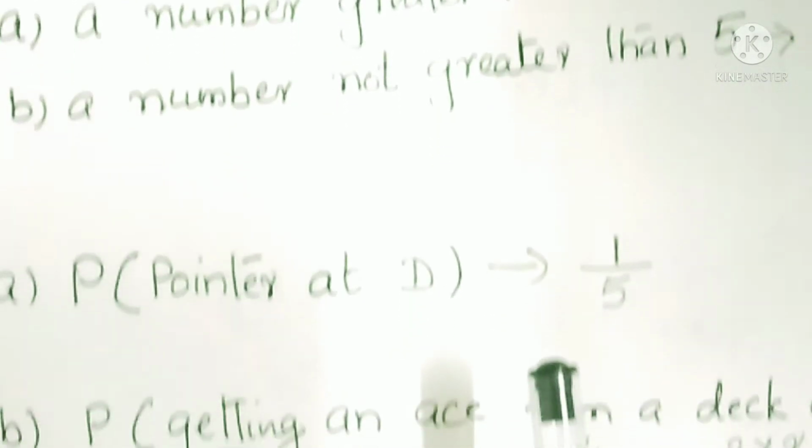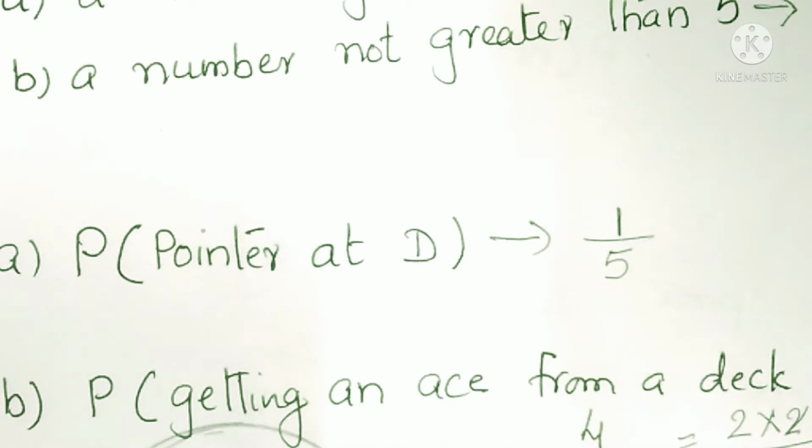The next question is the probability of getting an ace from a deck of cards. I think most of you are familiar with cards. You play the playing cards. How many cards will be there in a pack of cards? There will be 52 cards. And you know that there will be 13 cards of each type.